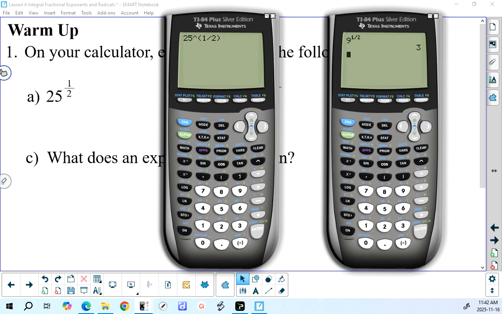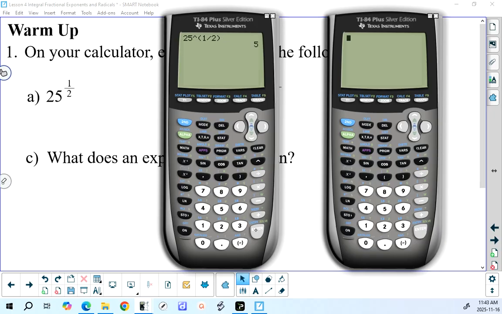Otherwise, my calculator will take 25 and raise it to the 1 and calculate what that is, and then it will divide that answer by 2. I do not want that to happen. I want 25 to be raised to the 1 over 2. So I have to put it in brackets, and I get 5.